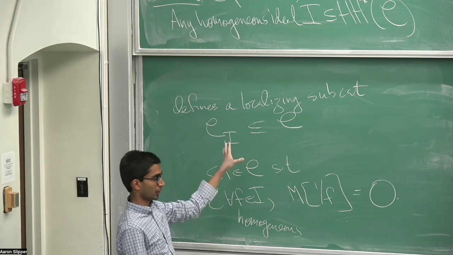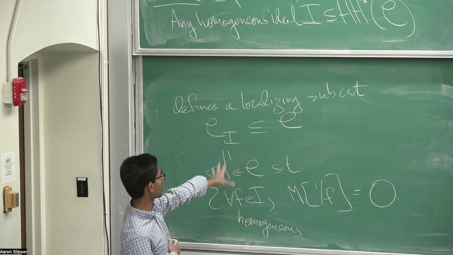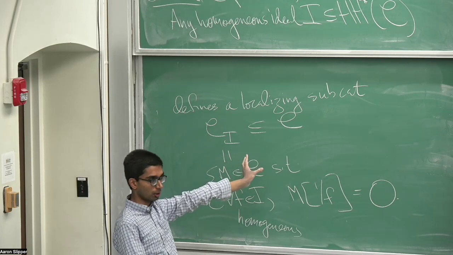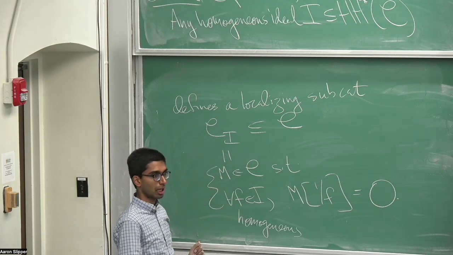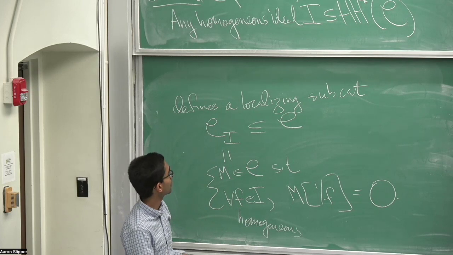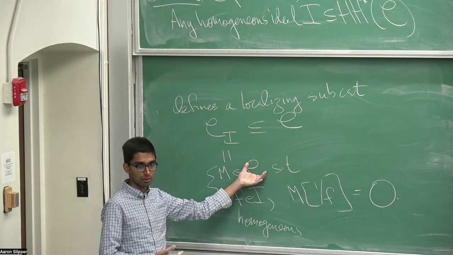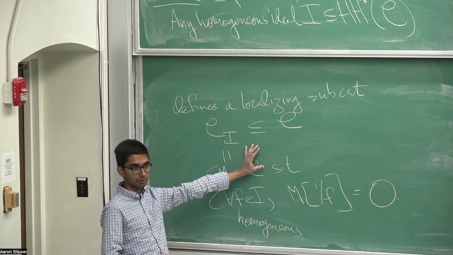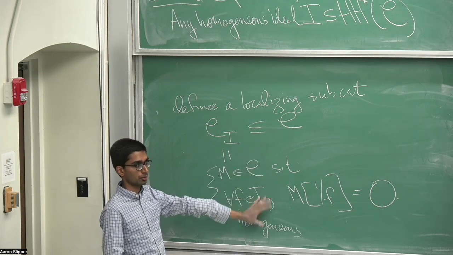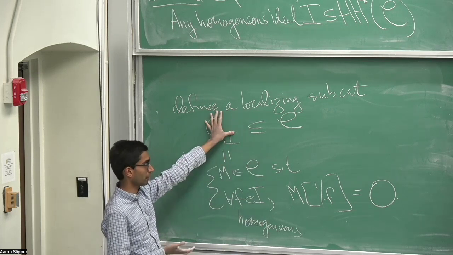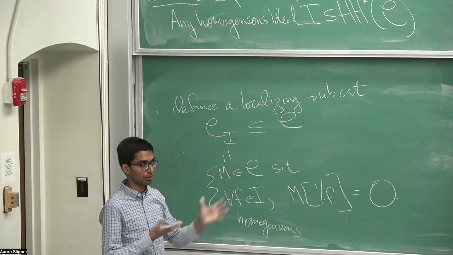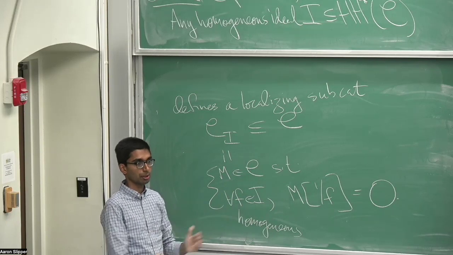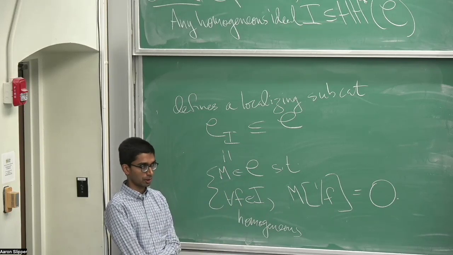I see, okay. Sorry, yeah, the other thing to say, regarding your question, is that there's no claim that this is going to give you all the localizing subcategories. If C is compactly generated, then these things are going to be compactly generated. That'll be one property, but it's definitely not necessarily going to give you all compactly generated localizing subcategories. There are some cases where it does.